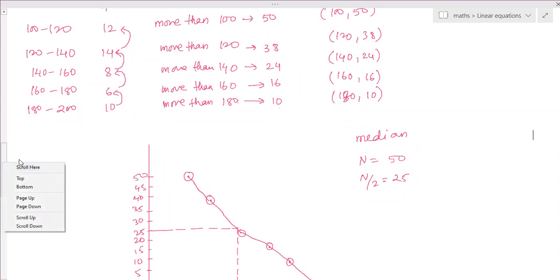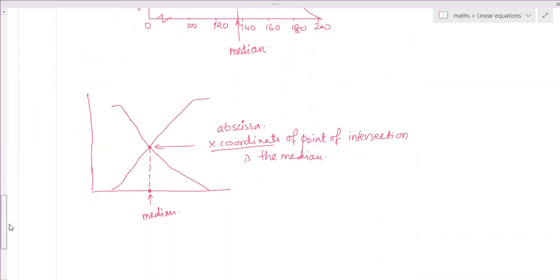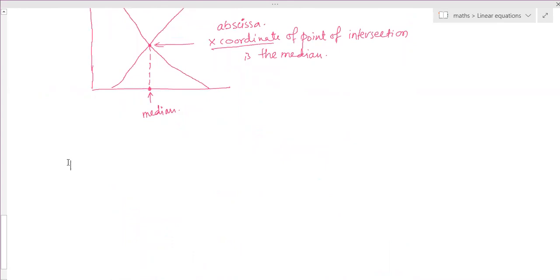Do you have the graph sheets? So do one more question. I'm giving you the question, not by yourselves. From NCERT, I'm giving you. NCERT has only 3 questions.